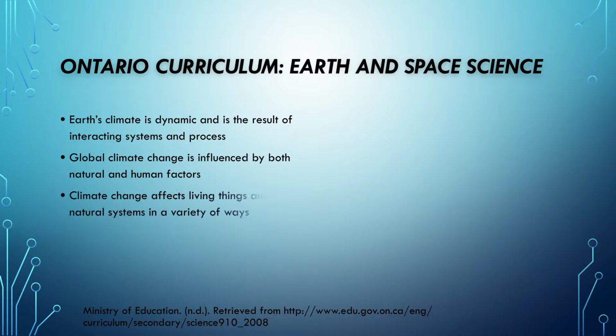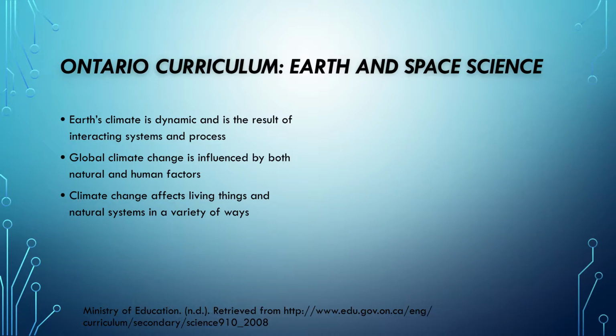The third big idea is that climate change affects living things and natural systems in a variety of ways. And I actually really like this idea because it links directly to students' prior knowledge in grade 9 science. And in grade 9 science, there is that ecosystems unit, classified under biology, where students are learning about food webs and ecosystems and habitats.